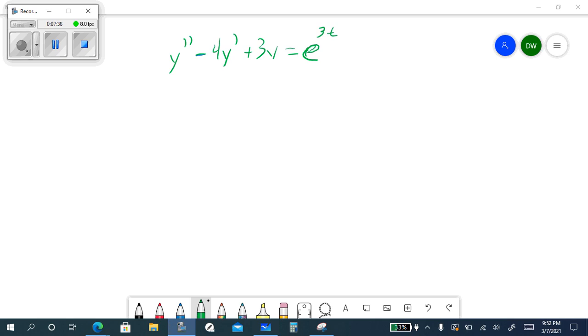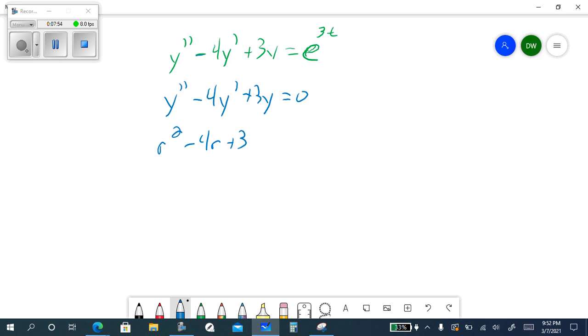So let's take a look at this particular example. If we looked at the corresponding homogeneous equation, which would be y double prime minus 4y prime plus 3y equals 0, notice that our characteristic equation is r squared minus 4r plus 3 equals 0, which factors to r minus 3 times r minus 1. So we get r equals 3 and r equals 1 as solutions to that.